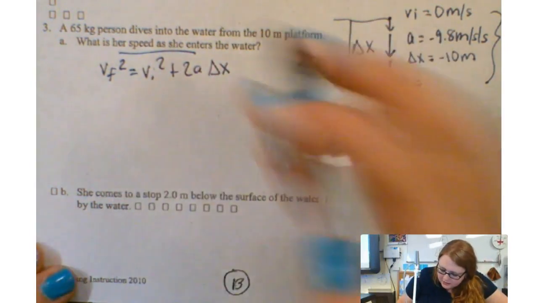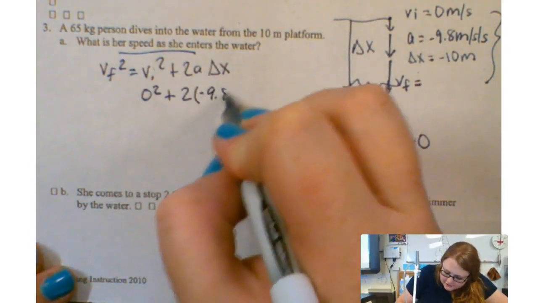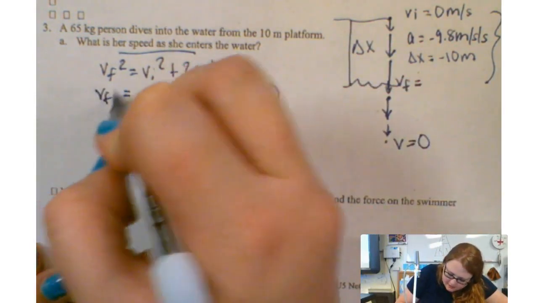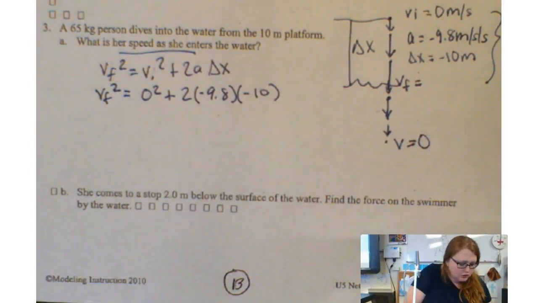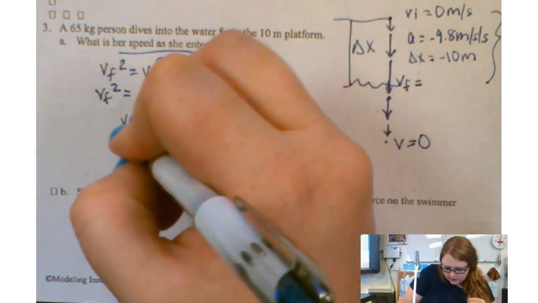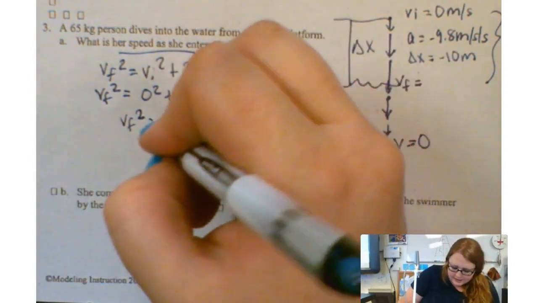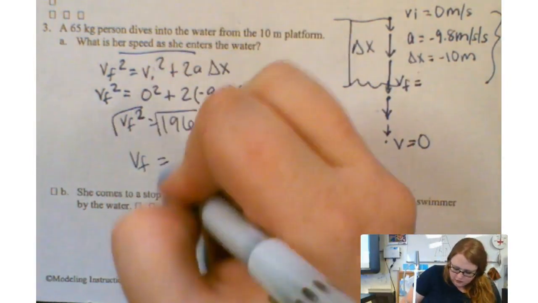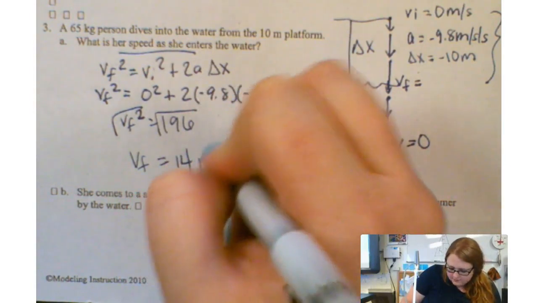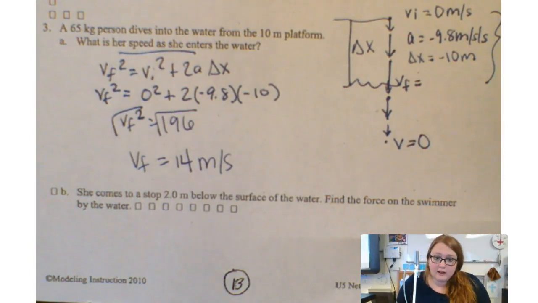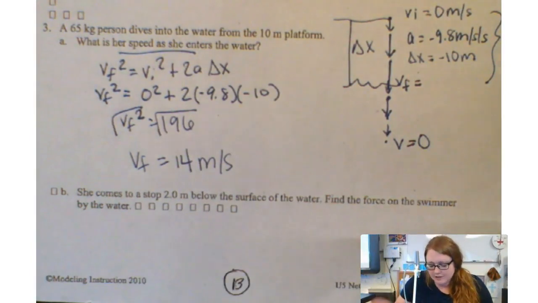My initial speed is 0. My acceleration is negative 9.8. Delta x is going to be negative 10. So I'm going to do 2 times negative 9.8 times negative 10. So VF squared equals 196. Take the square root to get VF by itself. 14. I should have known that. 14 meters per second.